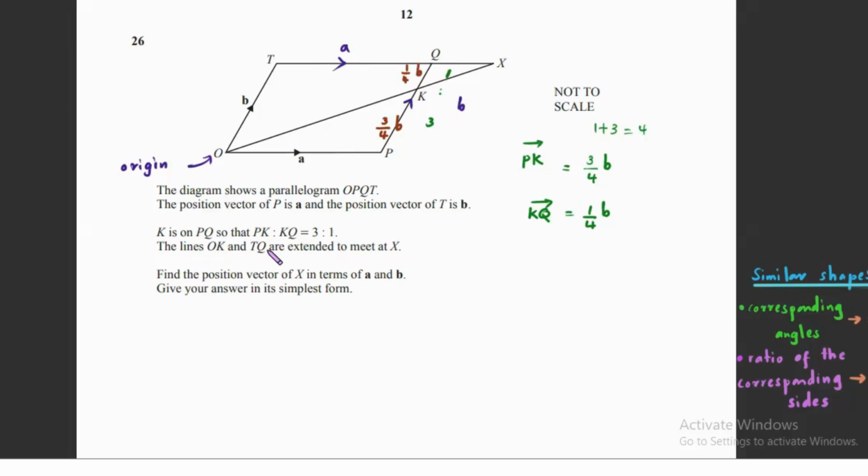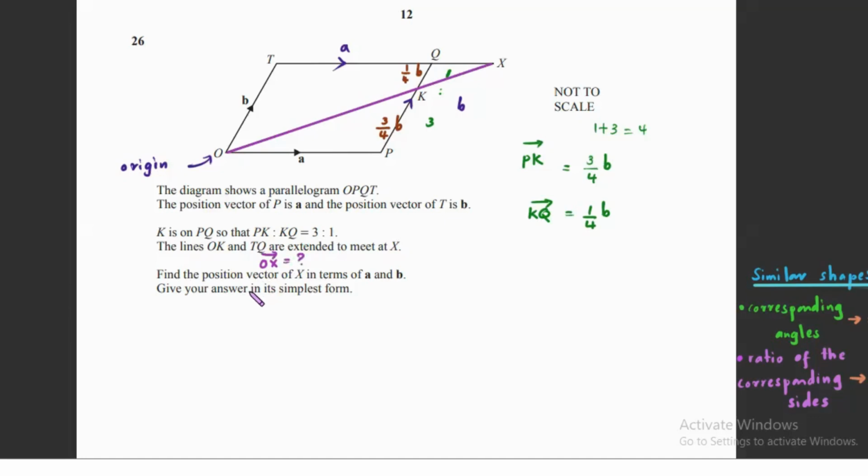The lines OK and TQ are extended to meet at X. So this is where X is. And we are supposed to find the position vector of X. The position vector of X means the vector of X from the origin, which is O, which means you need to find what O to X is. So you're supposed to find what O to X is in terms of A and B.